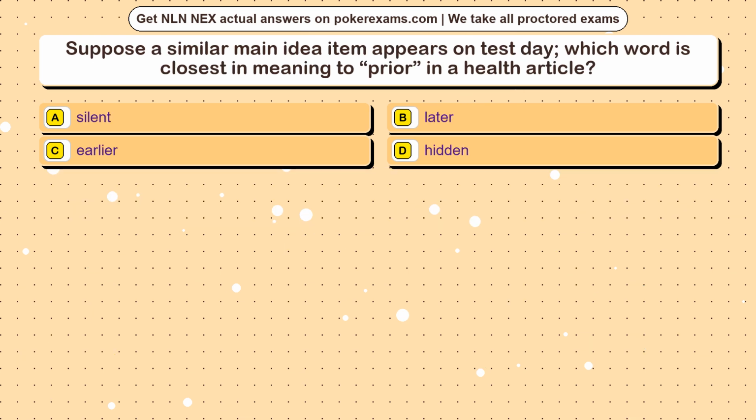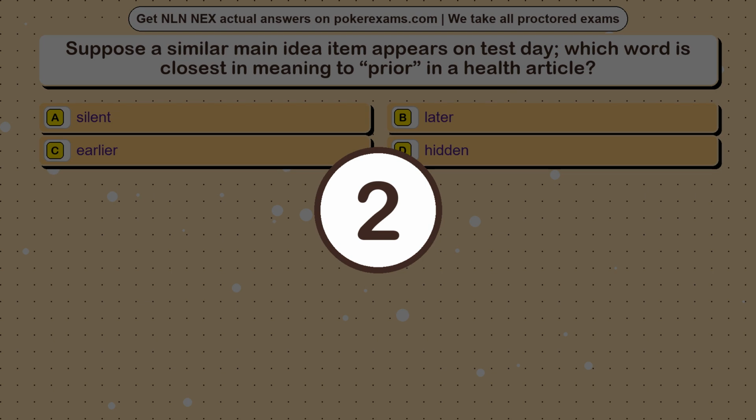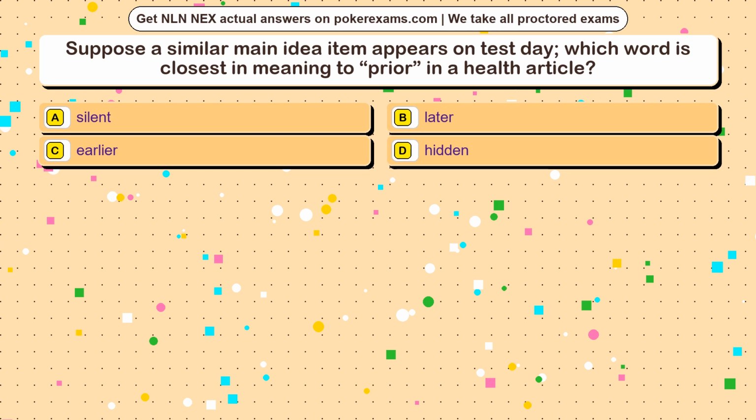Question 7. Suppose a similar main idea item appears on test day. Which word is closest in meaning to prior in a health article? Option A, silent. Option B, later. Option C, earlier. Option D, hidden. The correct answer is option.